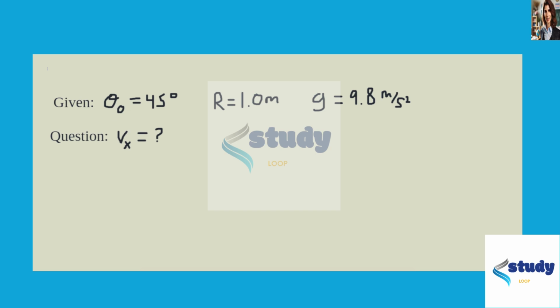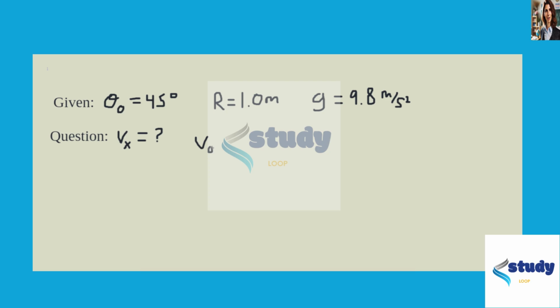Okay, so I went ahead and wrote down what we were given here. The initial angle, theta naught, is 45 degrees that the grasshopper is jumping. It jumps a range R equal to 1.0 meters. We're on Earth, so we know that gravity, which is going to play a part here, is 9.8 meters per square second. And the question is, what is the velocity of the grasshopper in the horizontal direction, in the x direction? In order to do that, we need to first find the velocity of the grasshopper when it jumps.